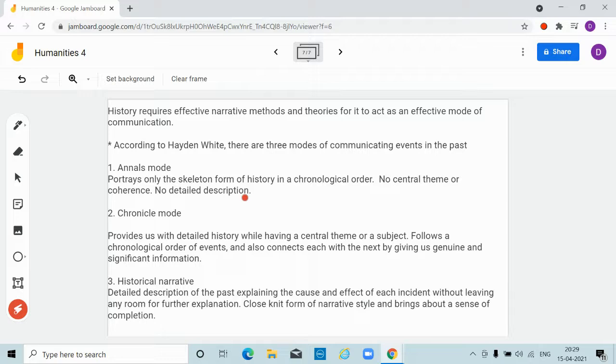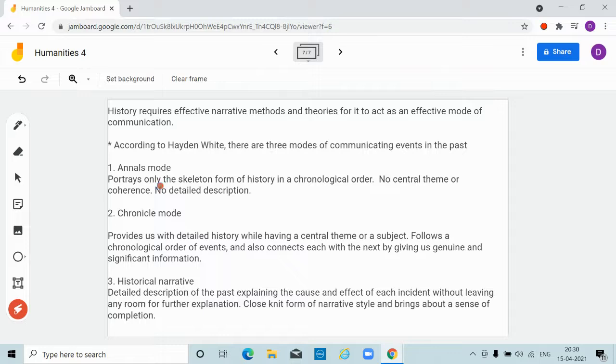First, you'll give the year 1947, India gains independence. 1948, Mahatma Gandhi assassinated. 1949, framing of the constitution. 1950, India becomes a republic. 1952, first elections are held in India. 1957, Pandit Nehru becomes the prime minister for the second time. So you'll notice that in the annals mode, the year will be given and the corresponding event will be given. 1947, India gains independence. 1948, Gandhiji assassinated.